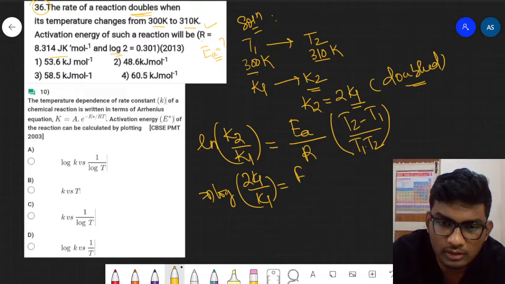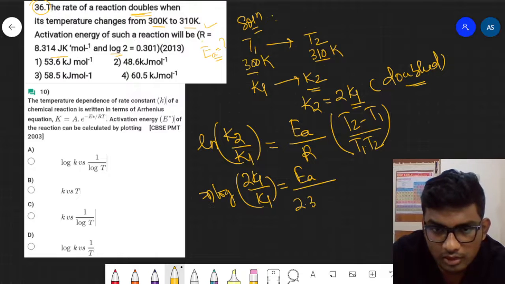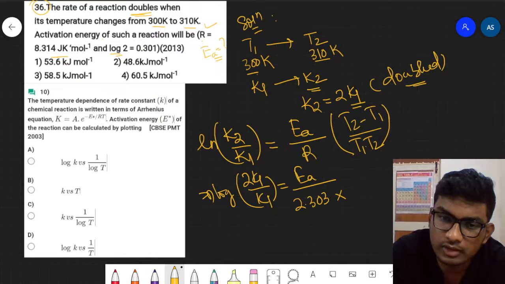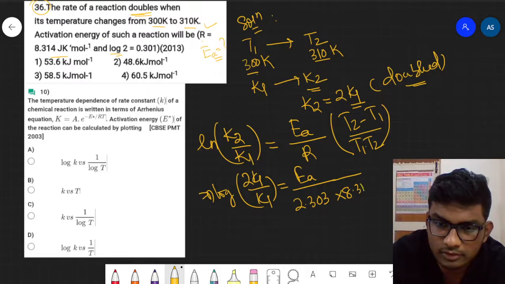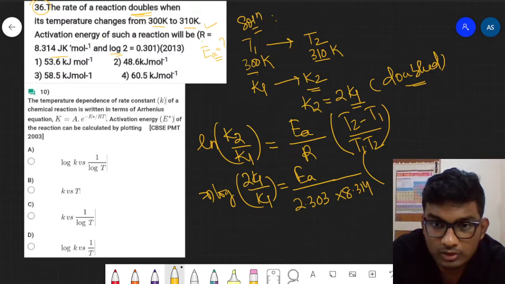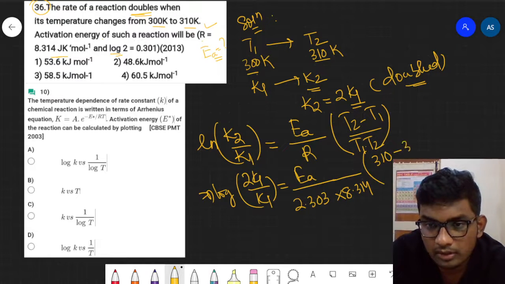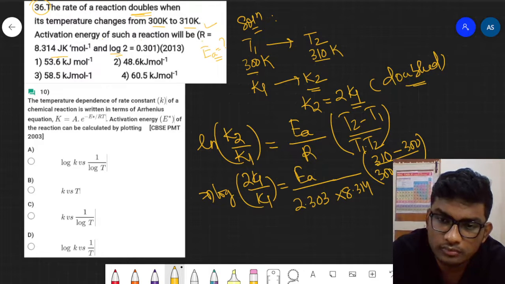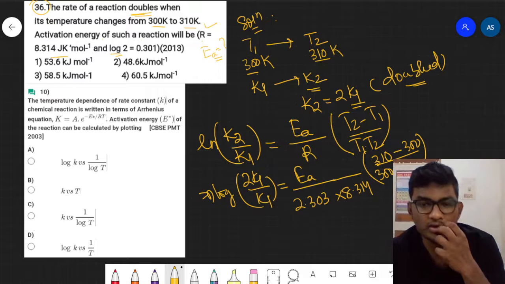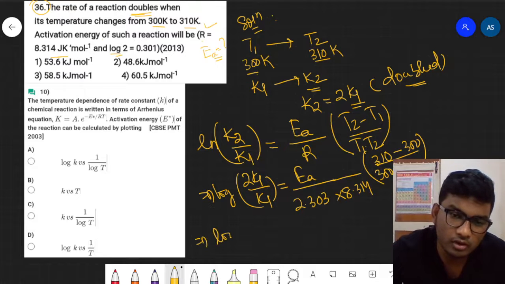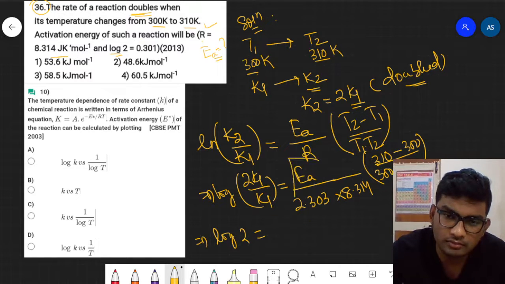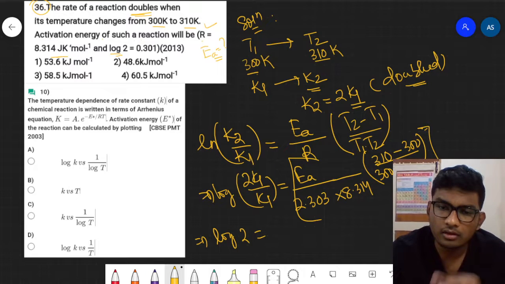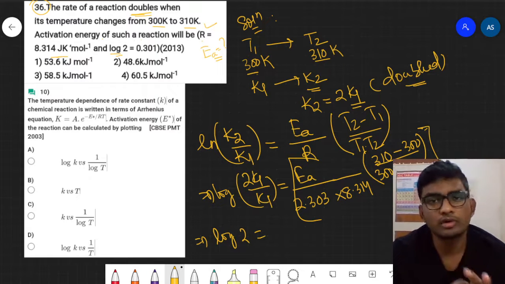Nothing will happen, you only have to multiply by 2.303. The value of R is given as 8.314, T2 is 310, T1 is 300, and the product is 300 into 310. So this will be equal to log 2 is equal to this much. Now it's your job to do the calculation.